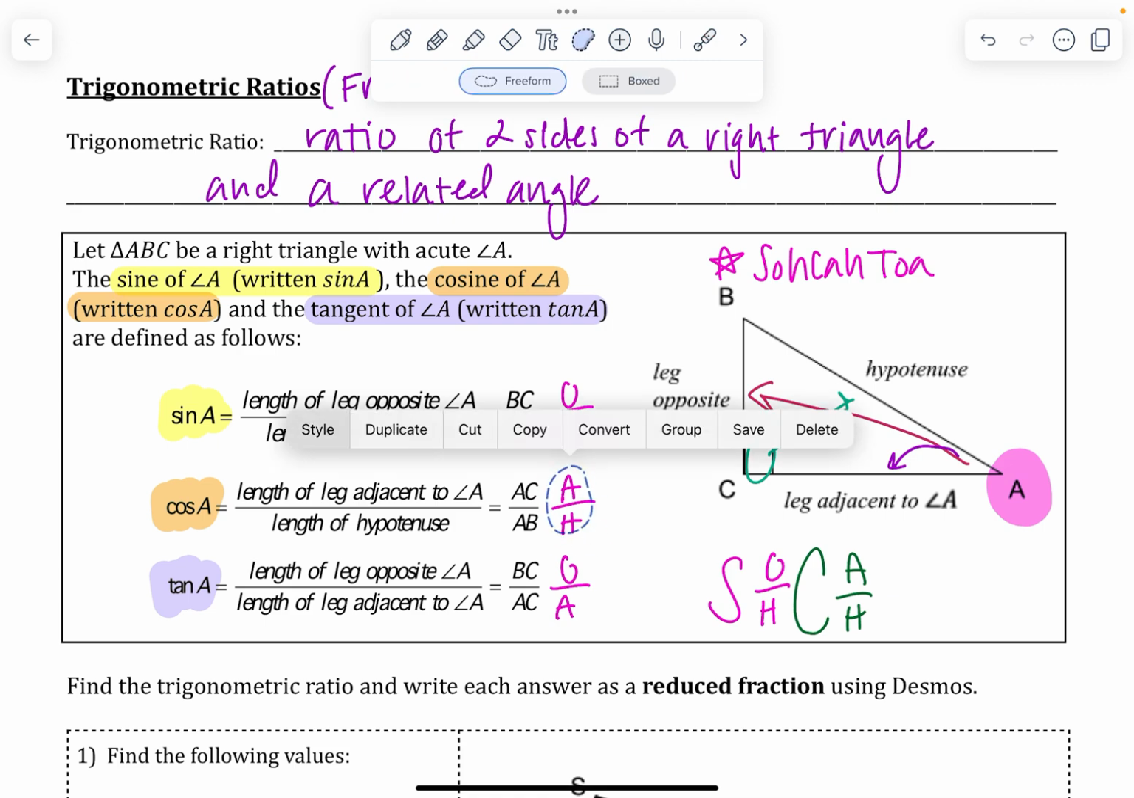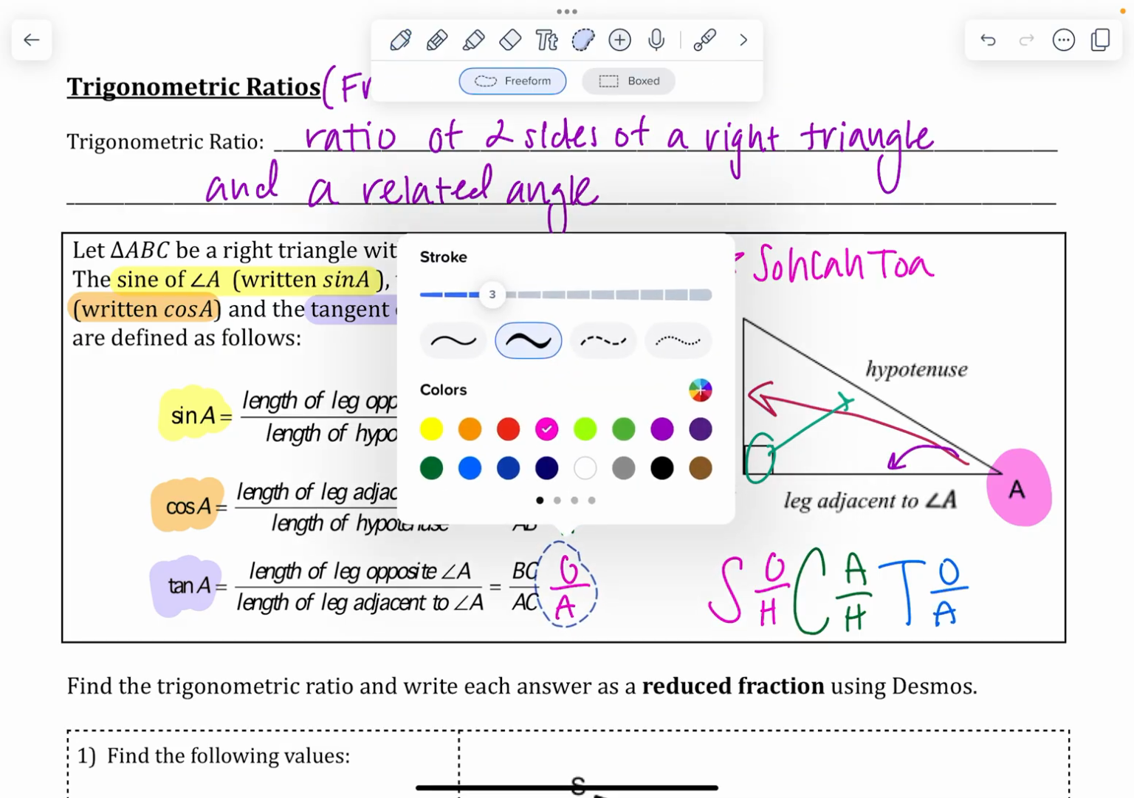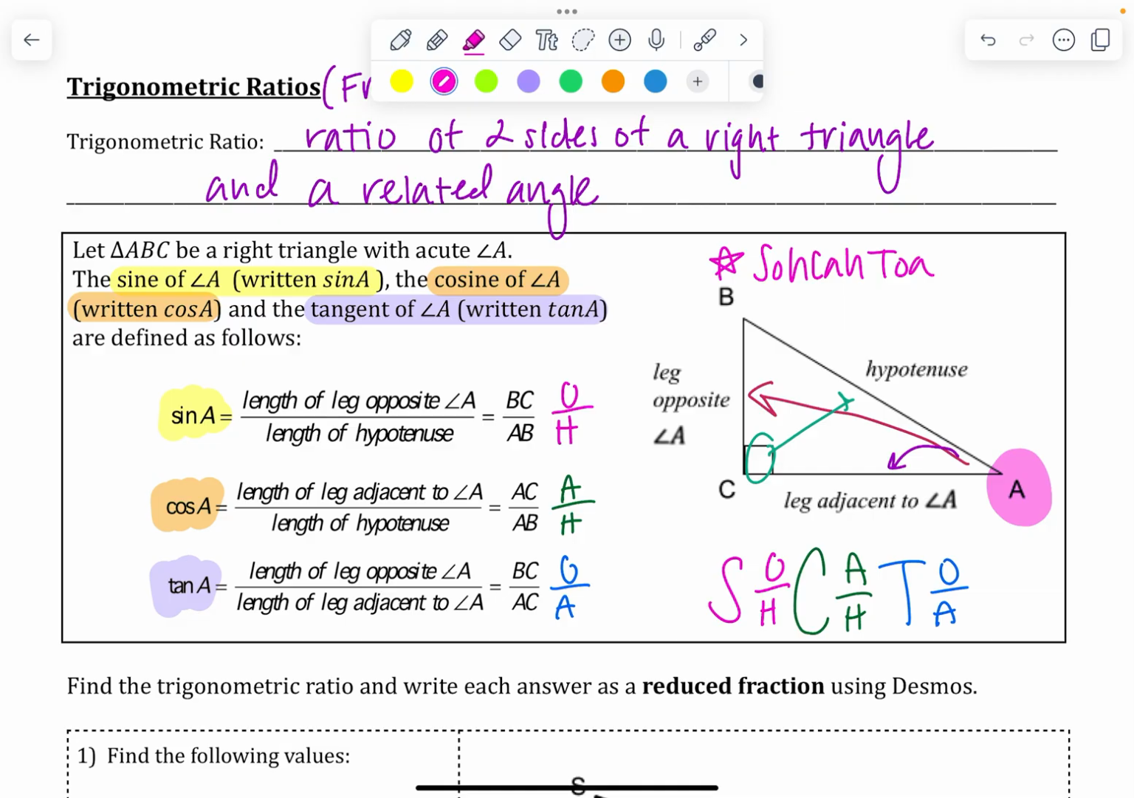I'm going to change the colors. Okay, and then the third one is tangent. Tangent is opposite over the adjacent, which is this guy right here, right? We just talked about it. Okay, this is how I want us to go ahead and look at SOHCAHTOA, is these three ratios, where you're going to have the opposite leg over the hypotenuse. You'll have the adjacent leg over the hypotenuse. Then you'll have the opposite leg over the adjacent side.